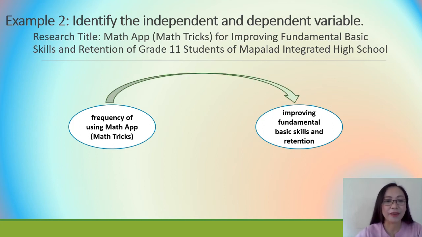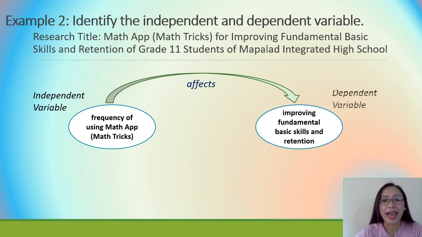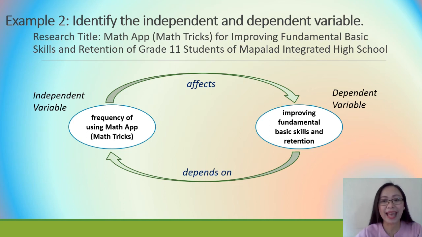Yes, you're correct. The frequency of using the application affects improving fundamental basic skills and retention. Thus, we say that the frequency of using Math App is the independent variable and the dependent variable is improving fundamental basic skills and retention. And therefore, improving fundamental basic skills and retention depends on the frequency of using the math application.